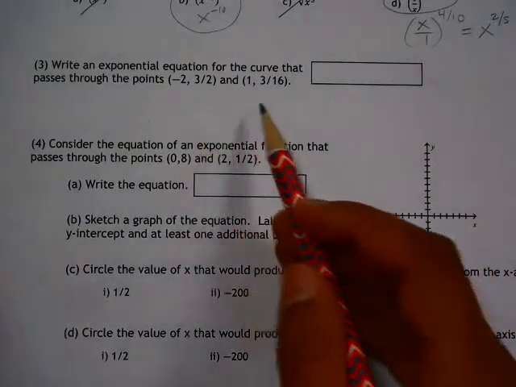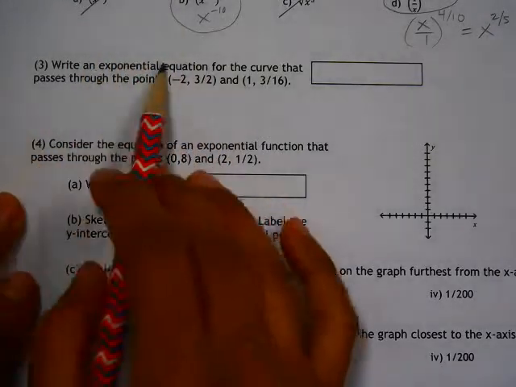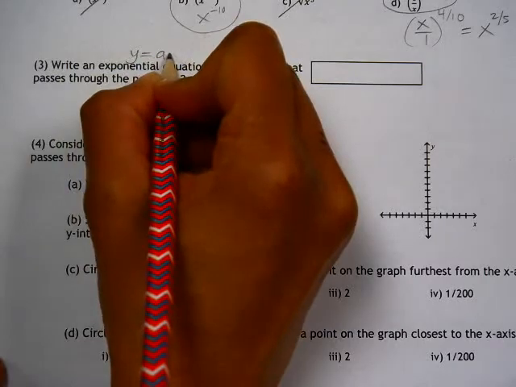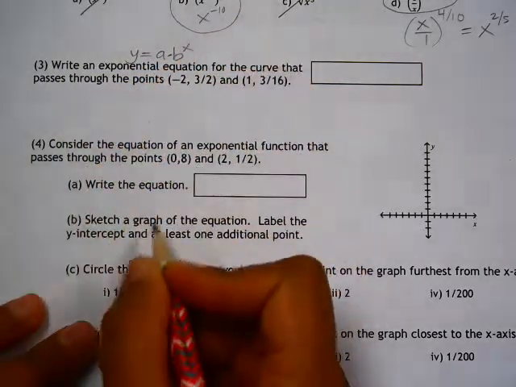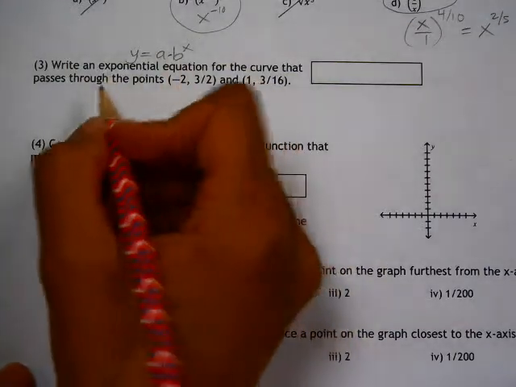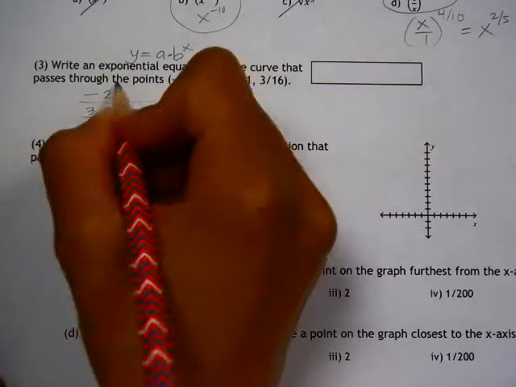In this video we'll do number 3 and 4. So number 3 is asking you to write an exponential equation. An exponential is of the form y equals a times b to the x for the curve that passes through these 2 points. So one way of approaching this is to make a table with the information that's known.